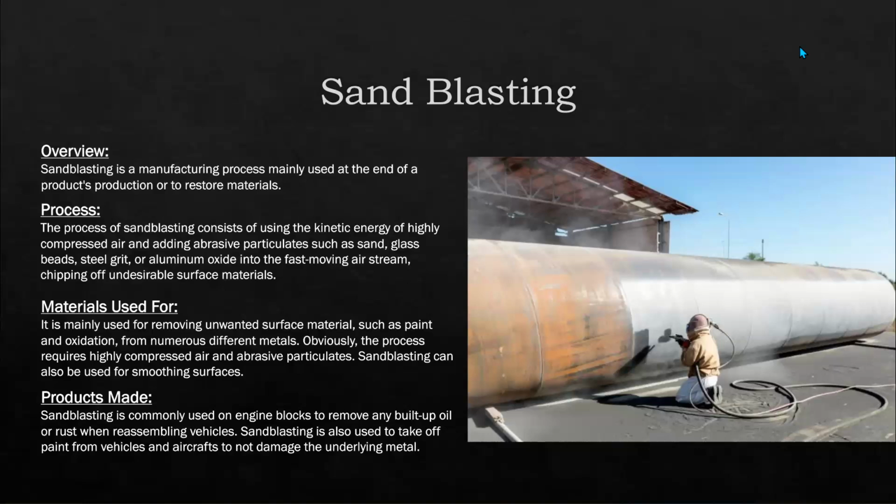Sandblasting can also be used for smoothing other surfaces. Sandblasting is commonly used on engine blocks to remove any buildup oil or rust when reassembling vehicles. Sandblasting is also used to take off paint from vehicles and aircrafts to not damage the underlying metal.